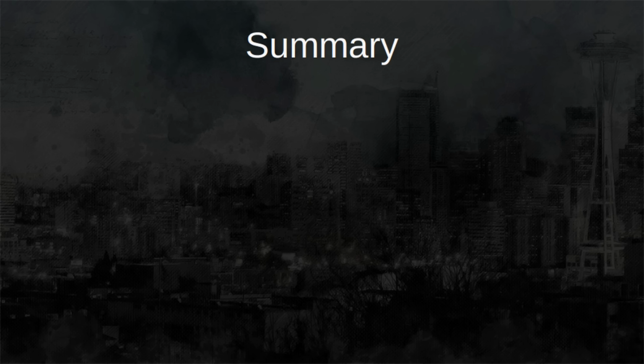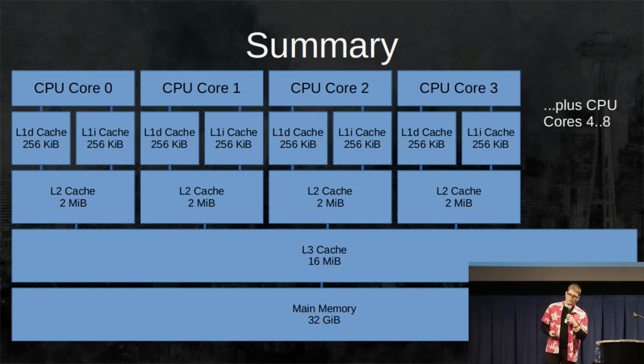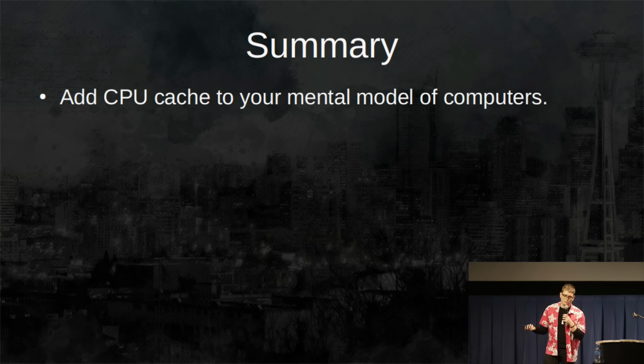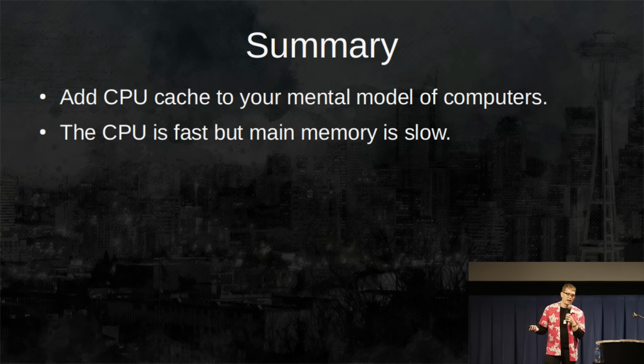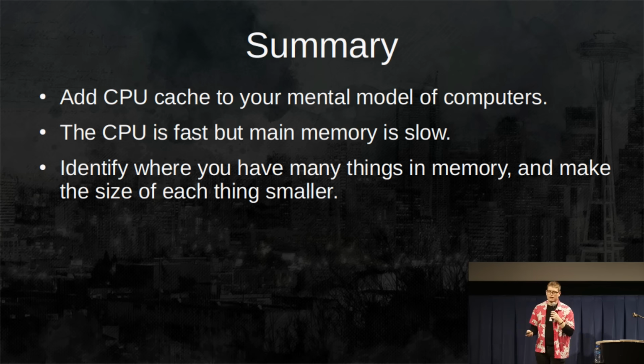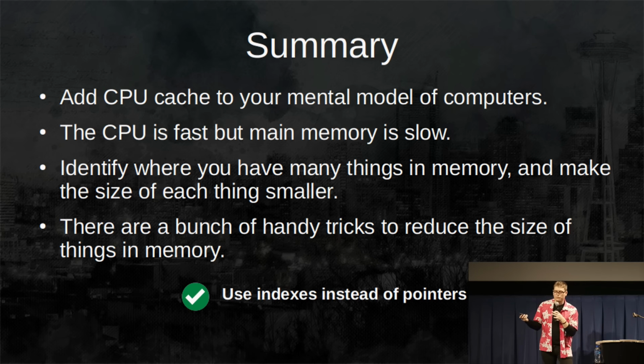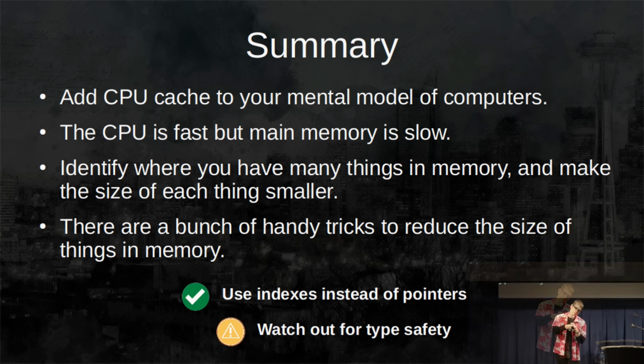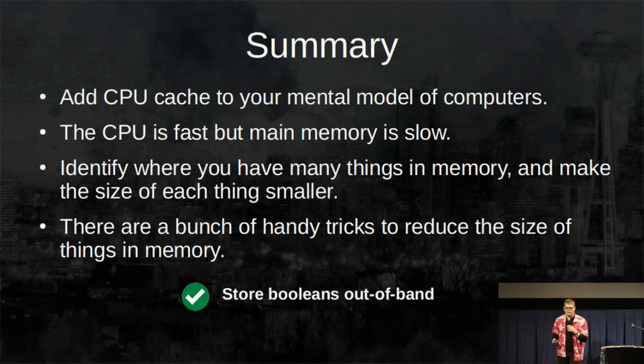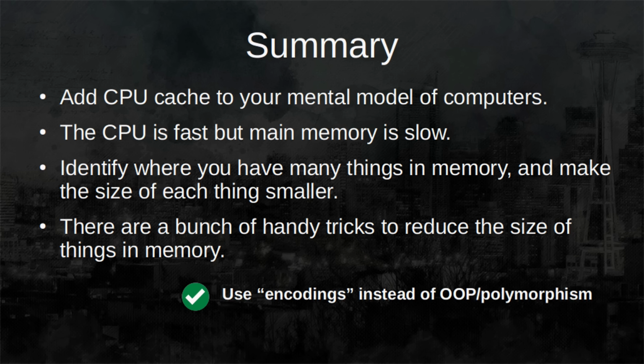So let's summarize. This is what a computer looks like from a memory perspective. Add CPU cache to your mental model of computers. CPU is fast, memory is slow. Identify where you have a lot of the same thing in memory and make the size of each thing smaller. There's a bunch of handy tricks you can use to reduce the size of things. Indexes instead of pointers. Watch out for type safety. Store booleans out of band. Eliminate padding with struct of arrays. Store sparse data in hash maps. Use encodings instead of polymorphism.